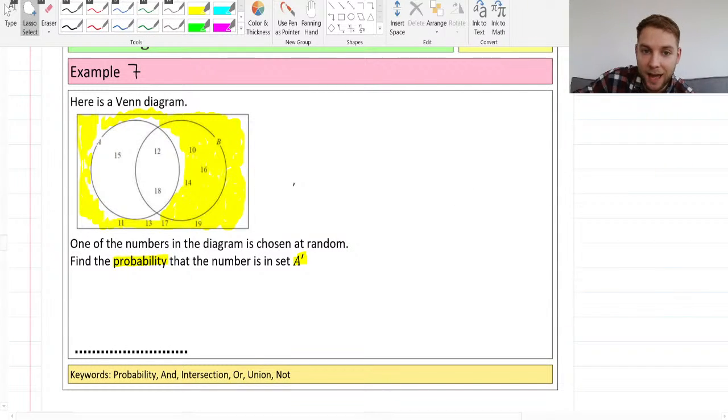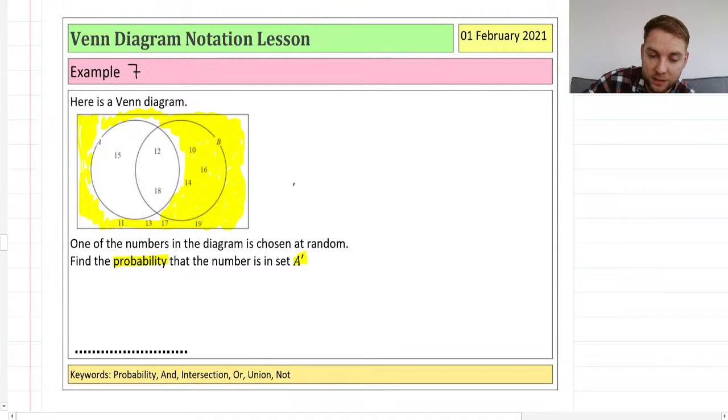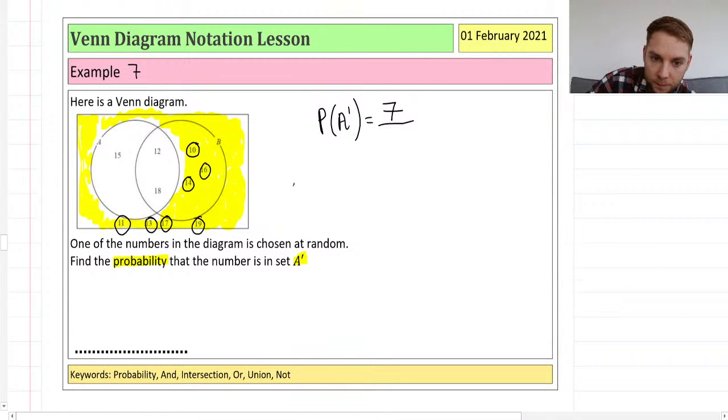probability. So what we've got to do now is think about the amount which are not in A over the total. So the way we'd write this is the probability that we are not in A, like so, is equal to, well, this is going to be 1, 2, 3, 4, 5, 6, 7. So 7 on the top, out of, I'm going to underline the rest of these, 8, 9, 10, like so. So 7 out of 10. So that's the probability there of us not being in A.